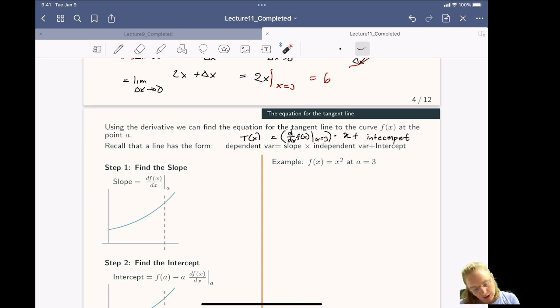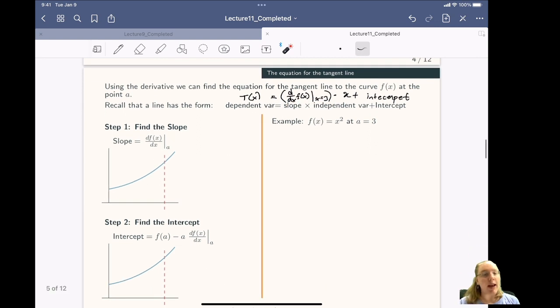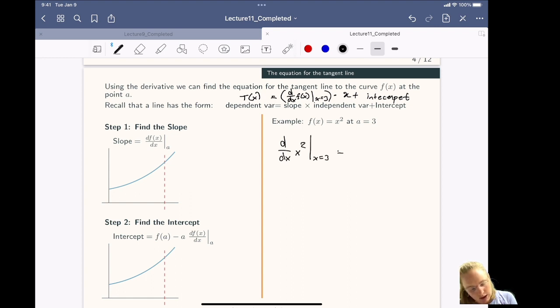But the first challenge is to calculate the slope, which we actually did on the previous page, because we evaluated the slope of the tangent line, which was the derivative, at x equals 3. So we had d by dx of x squared evaluated at x equals 3, which was simply 6. So we already found the slope. Now, how do we find that intercept?